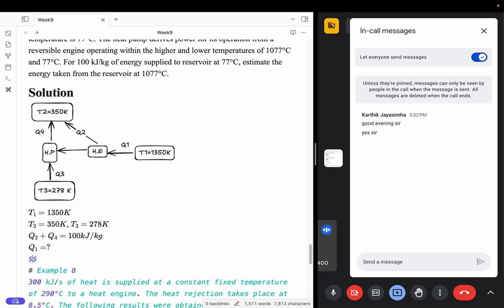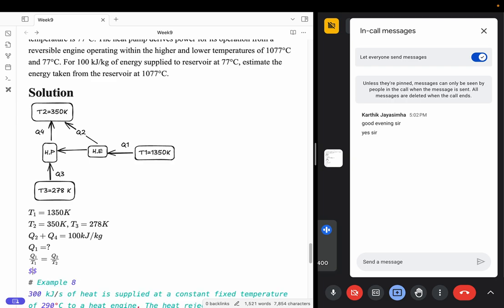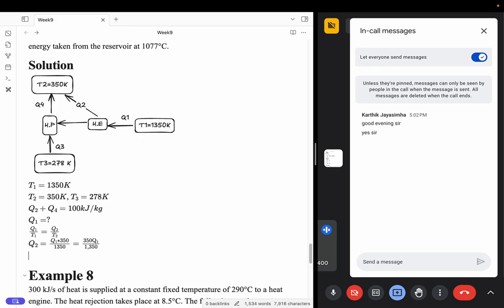First the relation we can use is Q1 by T1 is Q2 by T2. We know T1 and T2, so you can directly replace Q2 as Q1 times T2 by T1. T2 is 350 and T1 is 1350. We have Q2 in terms of Q1. Now we need to relate Q4 in terms of Q1.